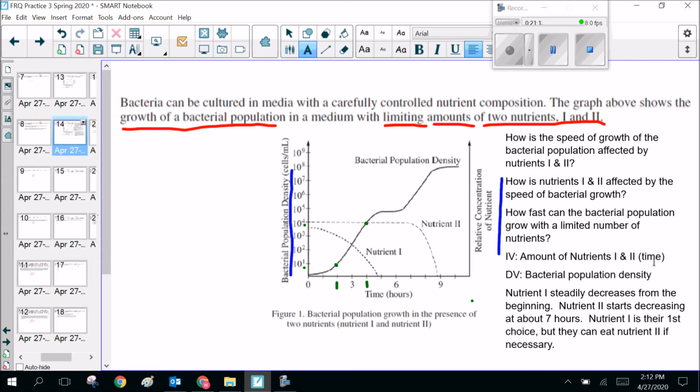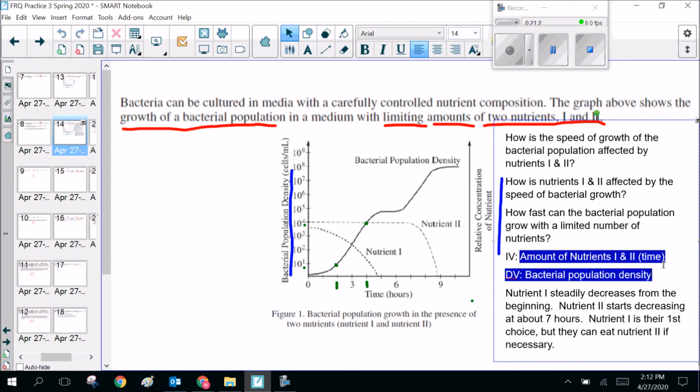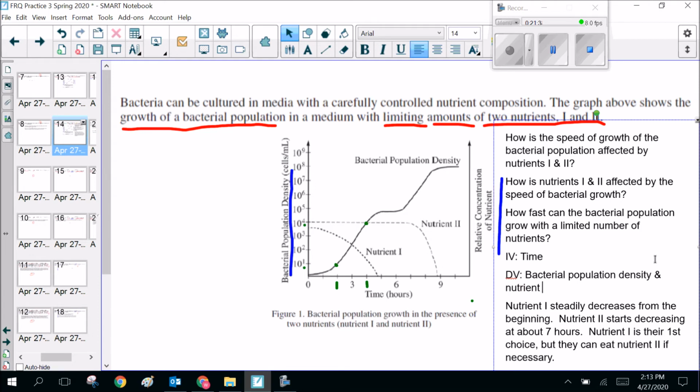The amount of nutrients 1 and 2, or really the relative concentration or the change in concentration, is actually going to be the DV here. This is where I think I messed up a little bit when I was going through it. Our independent variable here is going to be measured over time. Really, I think time would be the safest answer here. Bacterial population density and nutrient concentration should be what we have for our DV. So I apologize to those of you who were in the live session. I think I did that a little bit incorrectly here.